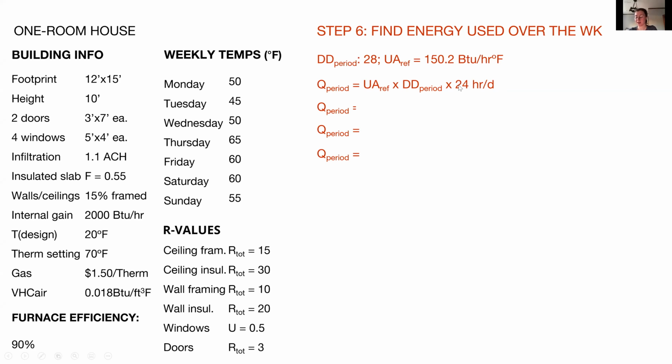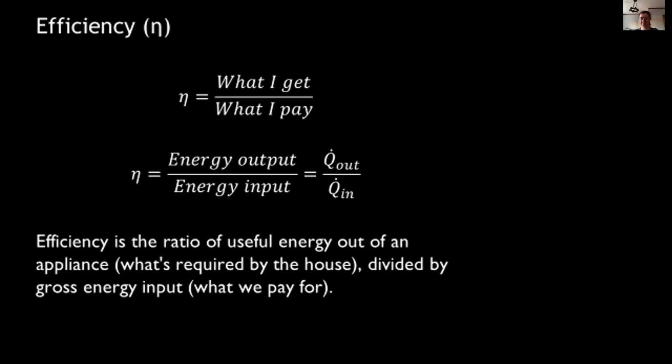So we know there are 24 hours in a day. Multiplying that 150.2 BTU per hour degree Fahrenheit, our familiar UA ref, by the number of degree days, and then 24 hours in a day, that gives us 100.9 kBTU, and that's the energy used over the course of this week for heating this one-room house.